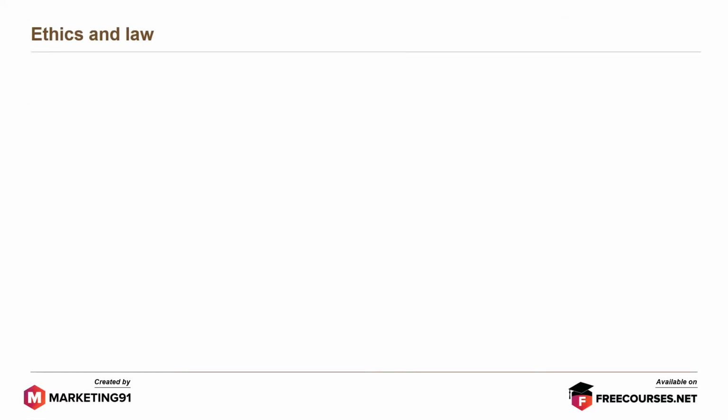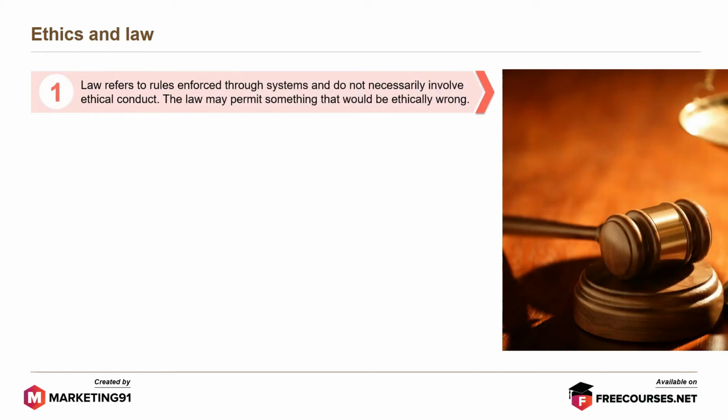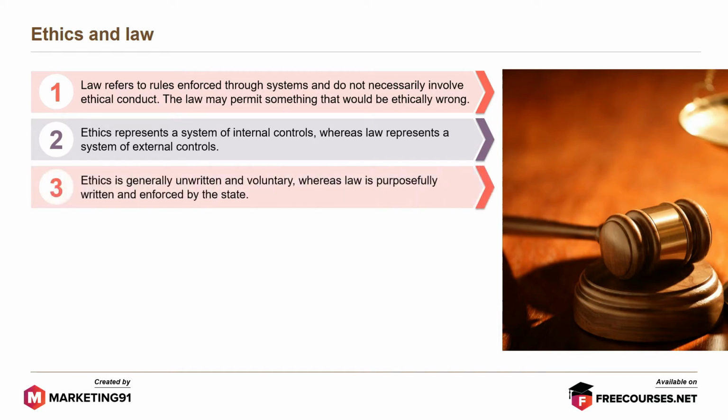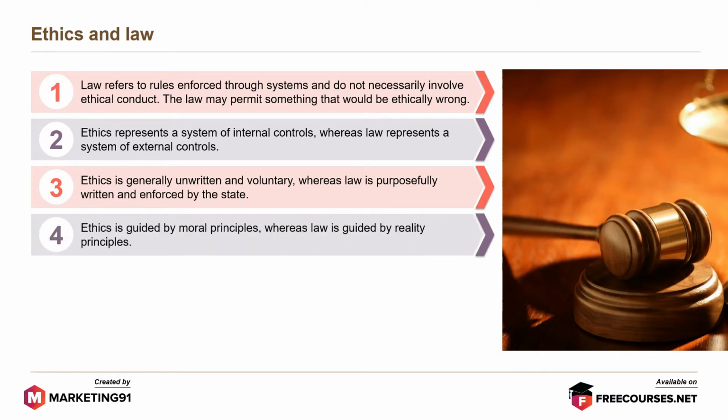Ethics and law. Law refers to rules enforced through systems and do not necessarily involve ethical conduct. The law may permit something that would be ethically wrong. Ethics represents a system of internal controls, whereas law represents a system of external controls. Ethics is generally unwritten and voluntary, whereas law is purposefully written and enforced by the state. Ethics is guided by moral principles, whereas law is guided by reality principles.